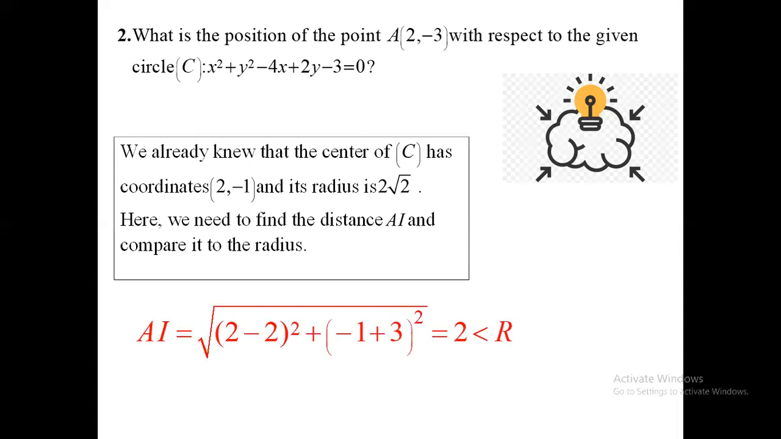The distance AI, using the distance formula between 2 points, is the radical of (x of I minus x of A) all squared plus (y of I minus y of A) all squared. The answer is 2, and this 2 is less than the radius, which is 2 radical 2. This means that A lies in the interior of the circle. Be careful here: when we say that A lies in the interior of the circle, this means that A is not on the circle. A does not belong to the circle.